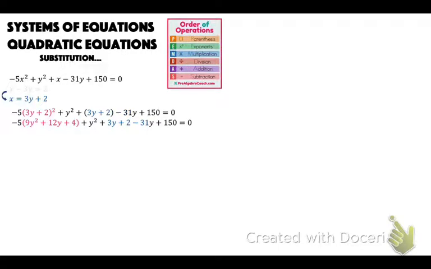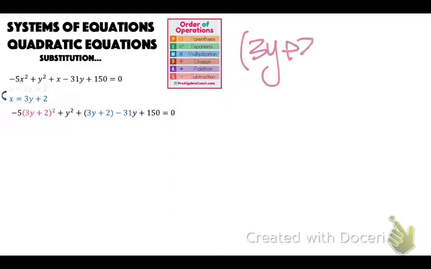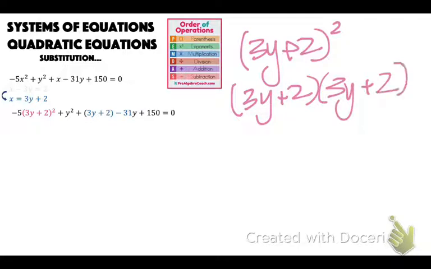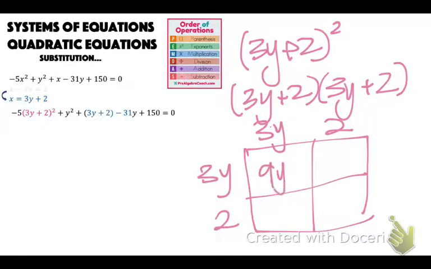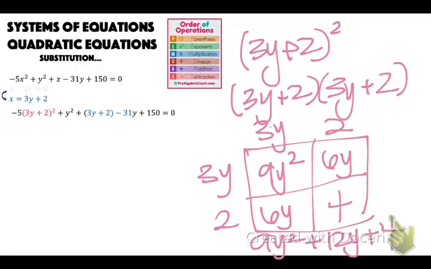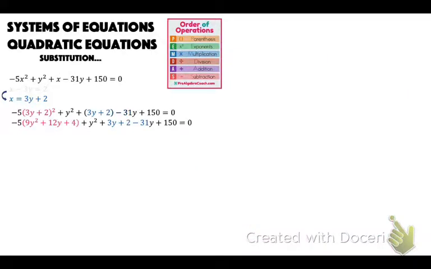So we need to deal with that exponent right there very first. Remember, to square something, if we have 3y plus 2 squared, that's the same as 3y plus 2 times 3y plus 2. I would just use the box. So 3y times 3y is 9y squared, 3y times 2 is 6y, 3y times 2 is 6y, and 2 times 2 is 4. So this becomes 9y squared plus 12y plus 4. That comes from right there.